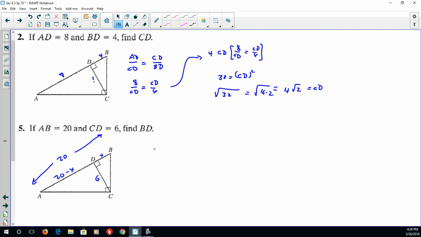Okay. The equation is the same. AD is to CD as CD is to BD. So let's write down what we're calling everything. AD is 20 minus X, CD is 6, BD is X. And now multiply both sides by 6X to get rid of the denominators.